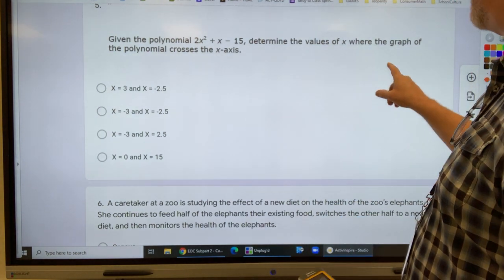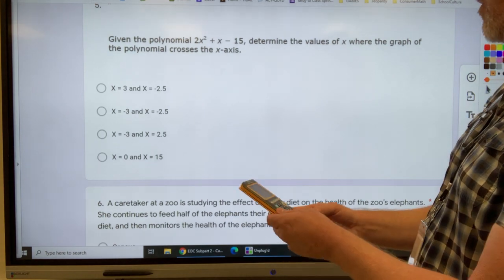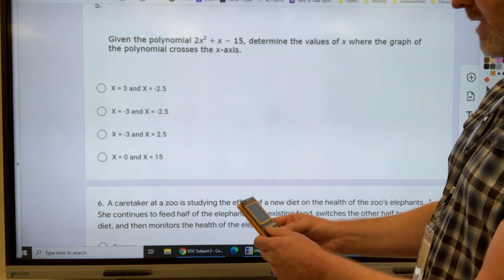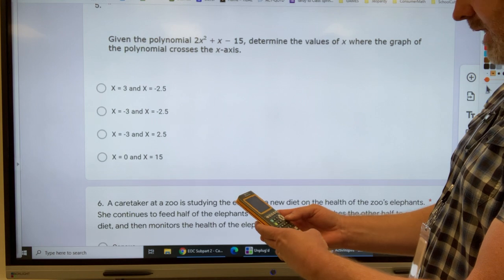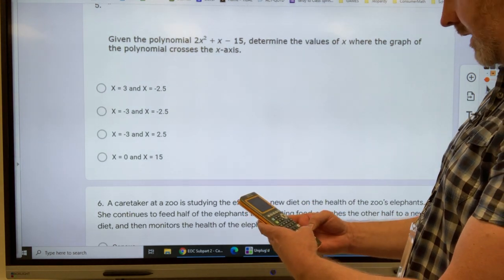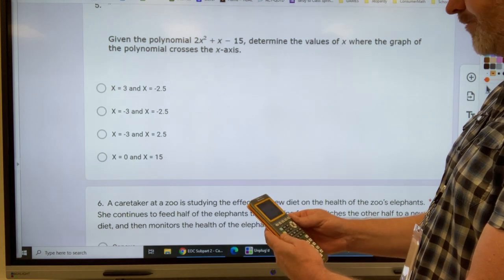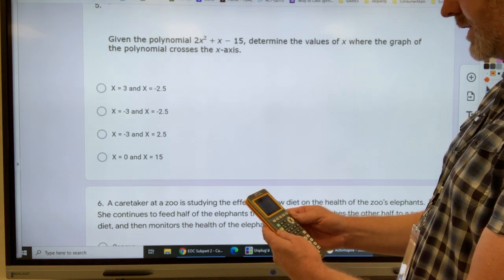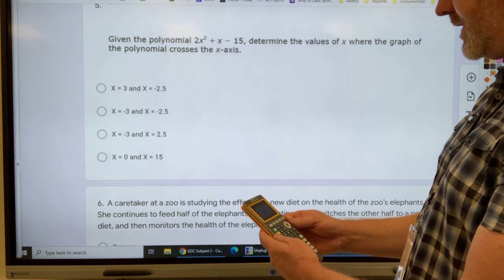So, given the polynomial, determine the values of x where the graph of the polynomial crosses the x-axis. Another graphing one, we can simply plug it in the calculator, 2x squared plus x minus 15. And we can see that it crosses at negative 3 and positive 2.5.